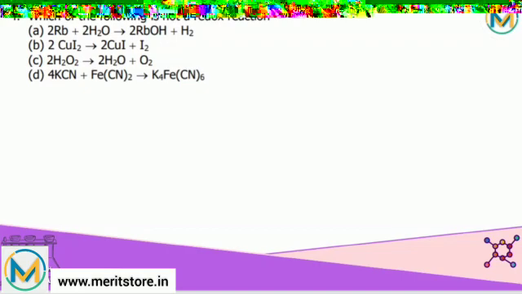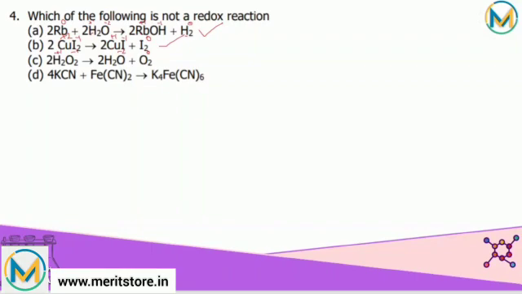Next option, H2O2. Here H is +1 and oxygen is -1. Here oxygen is -2 and here oxygen is 0. So it is a disproportionation type of redox reaction, where oxygen in H2O2 goes to H2O as reduction, and to O2 as oxidation, because from -1 to 0 is an increase in oxidation number, so oxidation, and -1 to -2 is a decrease in oxidation number, so it's reduction. So thus it is a redox reaction.